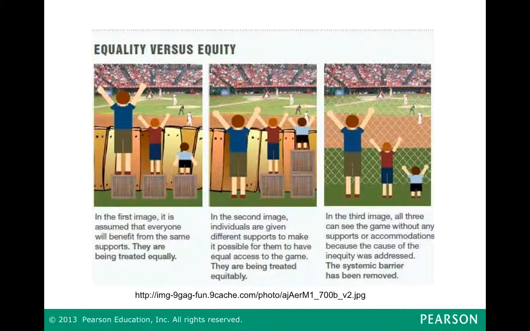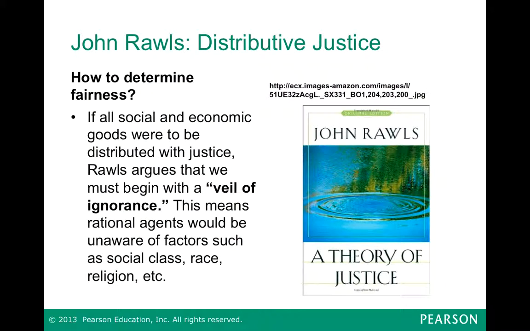And this is really going to be the position that we'll look at a little bit more with John Rawls. In the third image, all three can see the game without any supports or accommodations because the cause of inequity was addressed. The systematic barrier has been removed. So clearly this is the ideal, and we'll talk about some of the ways in which greater access across the board to healthcare can be provided. But I think we recognize that if we were to apply this image to some of the complexity of healthcare for every American, we see that this can be quite difficult and challenging.